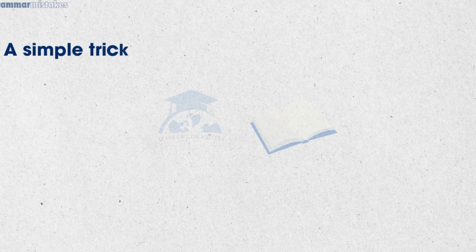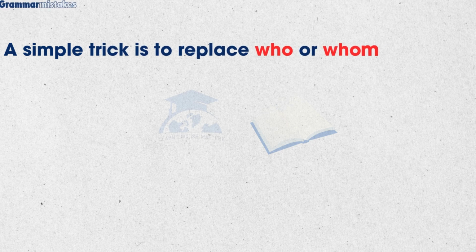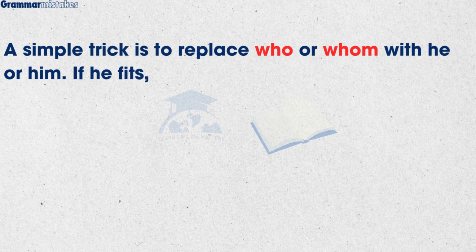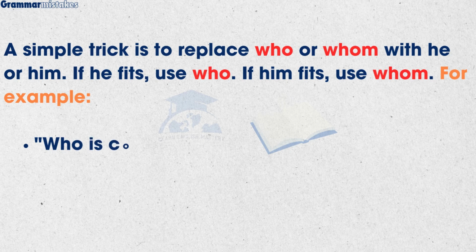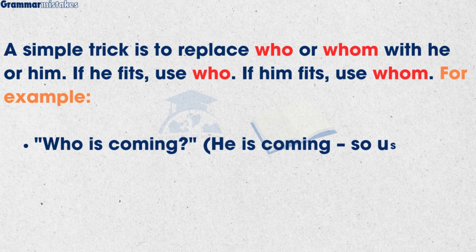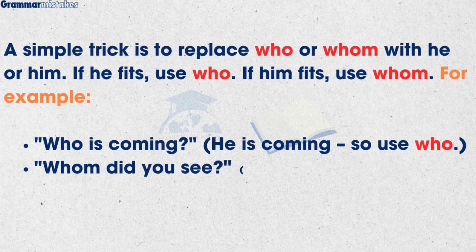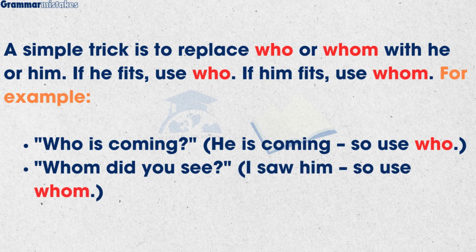A simple trick is to replace who or whom with he or him. If he fits, use who. If him fits, use whom. For example, who is coming? He is coming, so use who. Whom did you see? I saw him, so use whom.